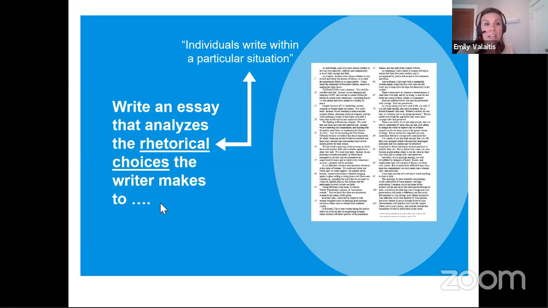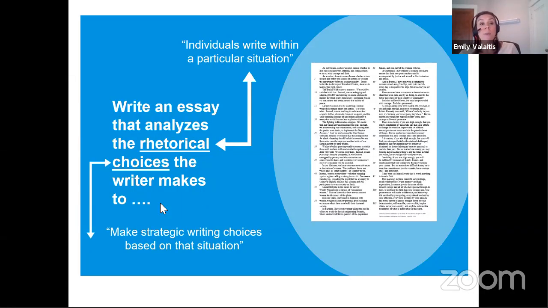So again, if the prompt says to write an essay that analyzes the rhetorical choices the writer makes, first try to understand the particular situation before you get to your choices, because then those strategic writing choices have to be based on that situation. You're not being asked to analyze the writer's style or analyze writing style. You're being asked to analyze the rhetorical choices. So the choices have to be tied to the rhetoric, to the argument, to the act of persuasion. You might recognize alliteration in a passage, but it doesn't mean anything if it wasn't a choice that was made because of the situation, the context in which the writer is constructing.